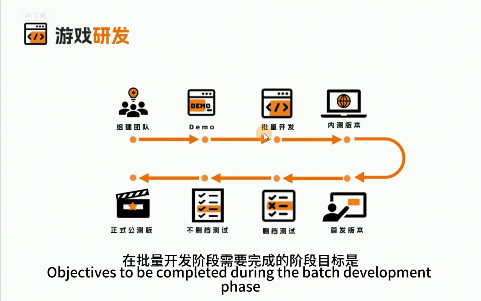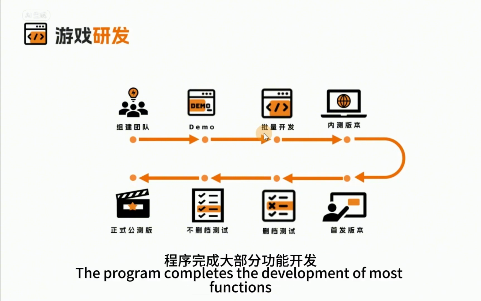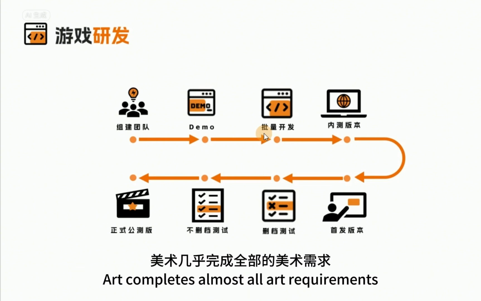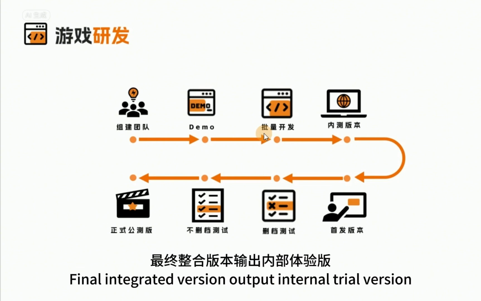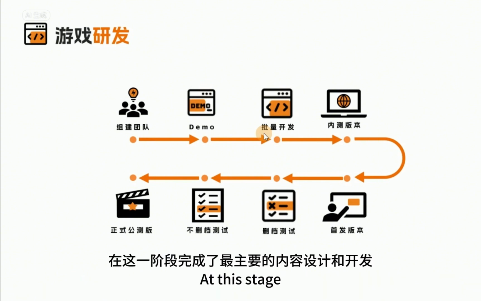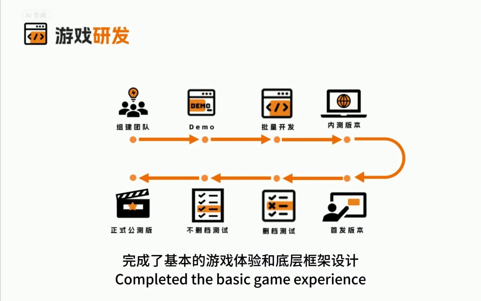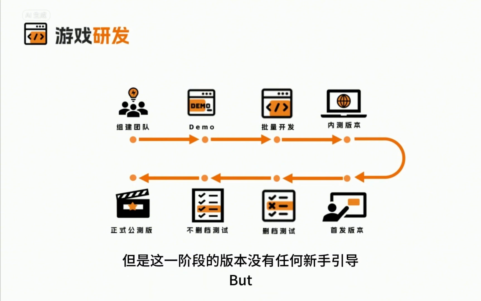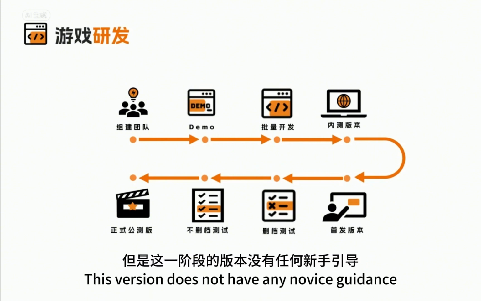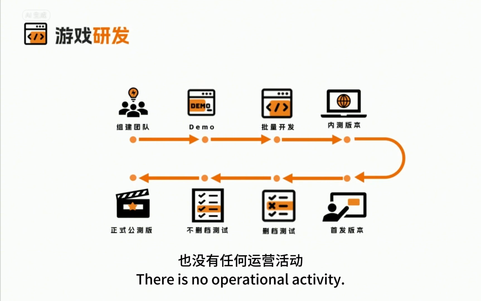Objectives to be completed during the batch development phase: planning exports all plans, the program completes the development of most functions, and art completes almost all art requirements. Final integrated version output is the internal trial version. At this stage, the most important content design and development is completed, along with the basic game experience and the underlying framework design, but this version does not have any novice guidance and no operational activity.